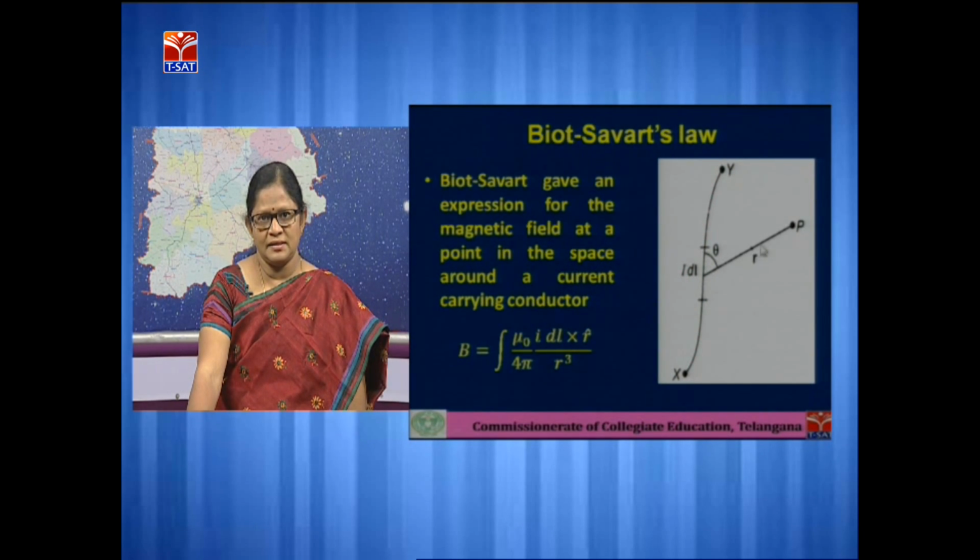The second one is it depends on the distance between this length element and this point P, and the third one is the angle made by this radius vector with this length element, theta. So how do they depend?